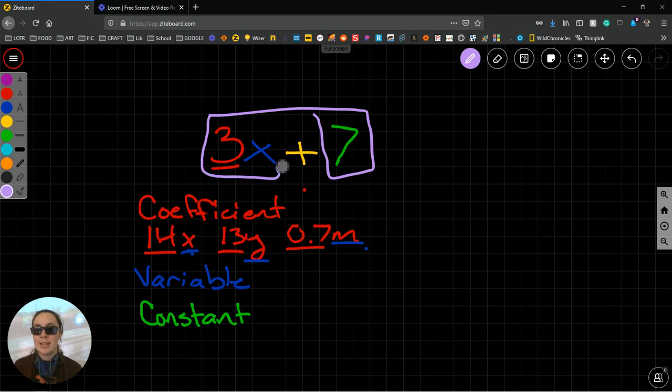Each of these things, 3x and 7 specifically, let me just put little boxes around the 3x and the 7, are called terms. 3 is a coefficient, 3x is a term, 7 is a constant, it's also a term.